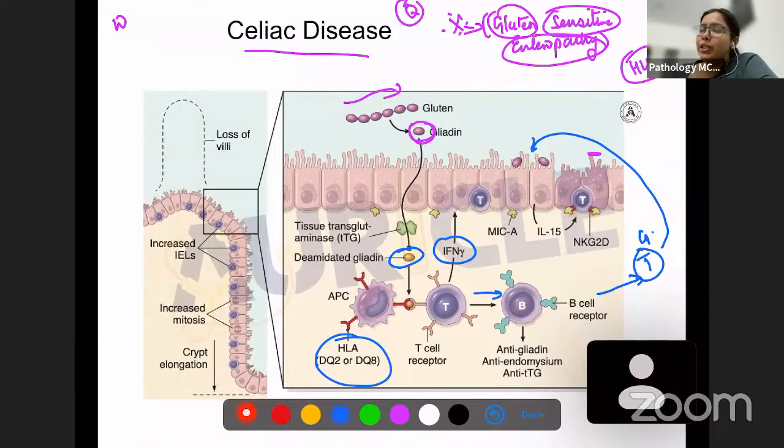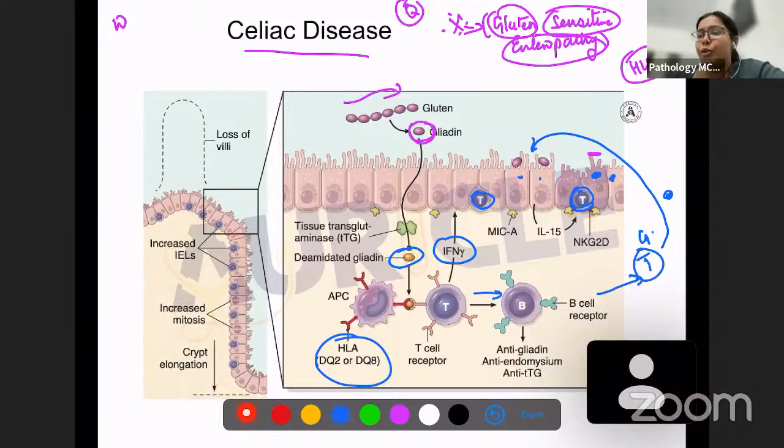Also, these T cells will go and deposit in the enterocytes. You can see here, the T cells are present within the enterocytes. Usually in normal patients, you will have very few lymphocytes in the epithelium, but in celiac disease, you will see lots of lymphocytes in the epithelium. These are known as intraepithelial lymphocytes, which are present in celiac disease.